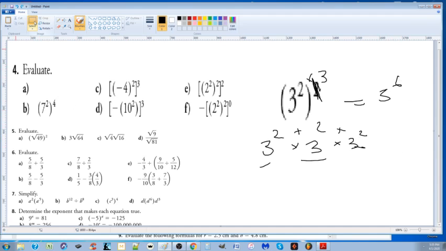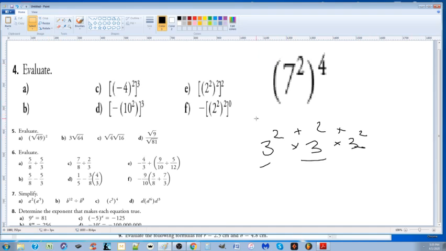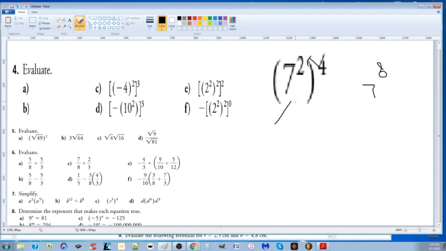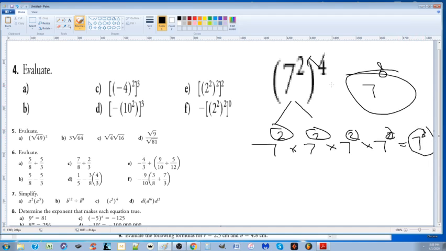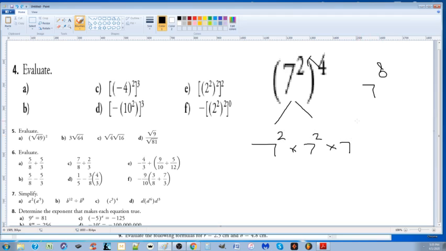Okay, let's go to B. What is 7 to the power of 2, but then to the power of 4? Well, according to my rule, an exponent of an exponent, you simply multiply. So it's 7 to the power of 8. Let's use the multiplication rule to see if that's true. 7 to the power of 2 to the power of 4 is 7 to the power of 2 times itself 4 times. And now the multiplication rule says I can just add these. 2 plus 2 plus 2 plus 2, 7 to the power of 8. It works both ways. That's how you know this system works, is because you can test it out using the other system.